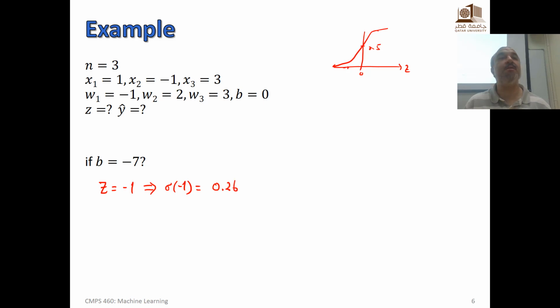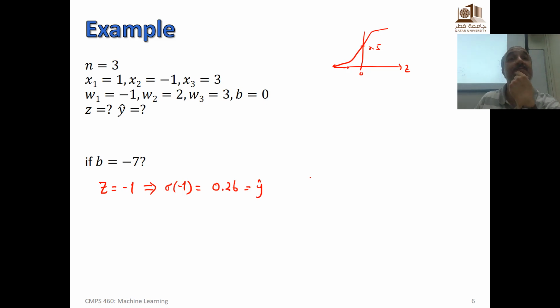0.26. You agree? Anyone computed? 0.26. How about y? This is y hat, of course, right? How about the predicted label in this case? 0. It will be 0. Any question about this? Any question so far? Everything is clear?